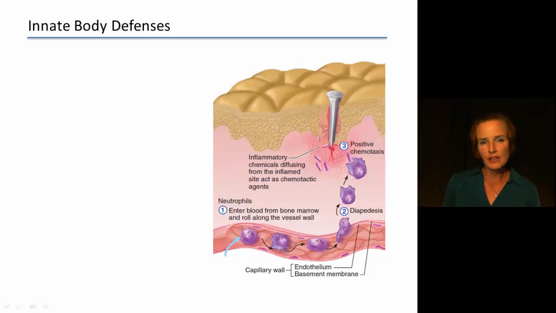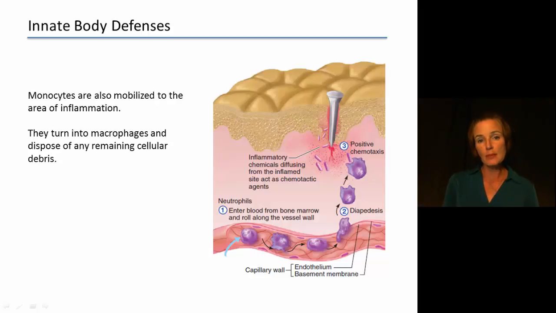If we look at an example of the innate body defenses, this image right here shows us an injury where we have a nail or a tack that has penetrated the surface of the skin, and now we have some inflammation there. What this is going to do is, first of all, we're going to have neutrophils that are going to enter the blood from bone marrow, and they're going to roll along the vessel wall and make it to that particular injury site. Those neutrophils are then going to leave the blood vessel, and as they leave the blood vessel, they're going to be drawn towards that place of inflammation.